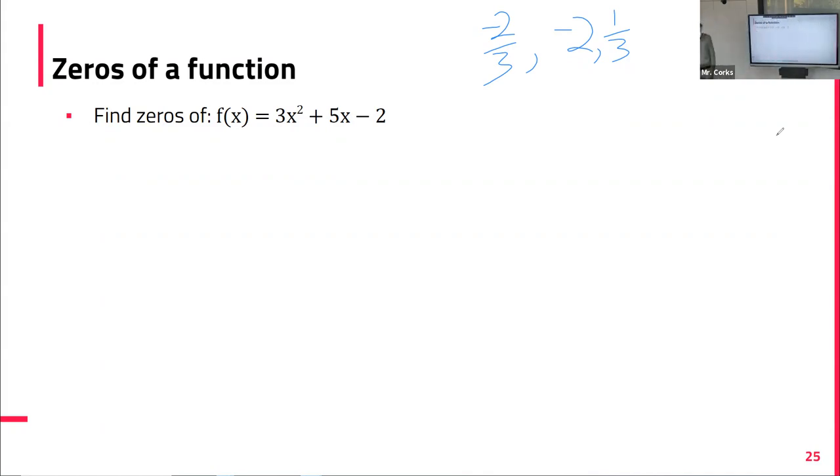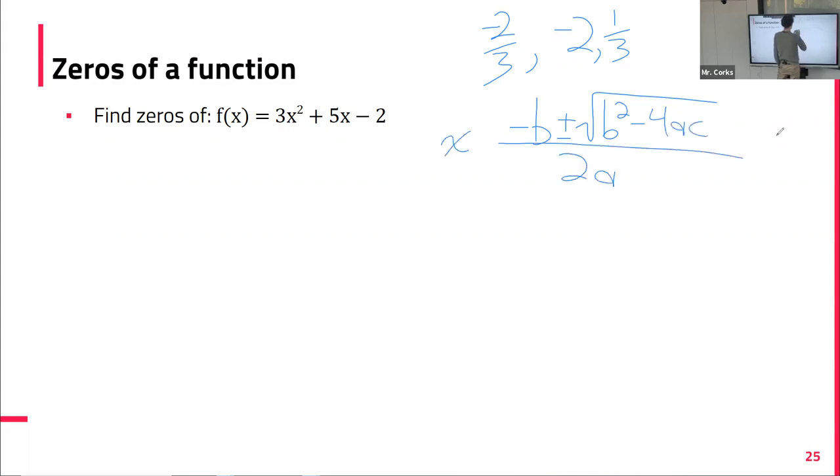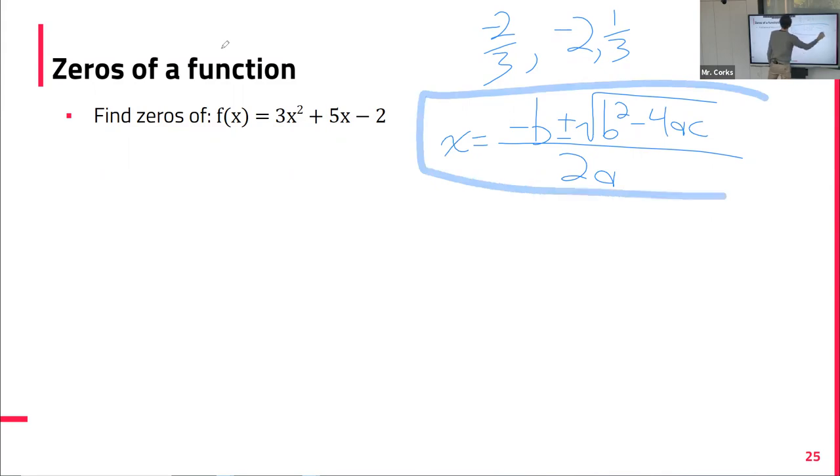So let's try this out. I won't go through the quadratic formula method. I'll just rewrite the quadratic formula here: -b plus or minus the square root of b squared... Okay, so there is our quadratic formula. If you forgot that, I recommend writing that down.